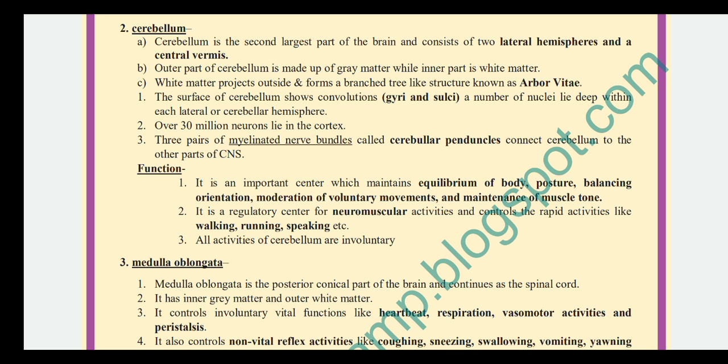Over 30 million neurons lie in the cortex, and these pairs of myelinated nerve bundles are called cerebellar peduncles, which connect the cerebellum to the other parts of the central nervous system, that is to the midbrain, we can say, and to the spinal cord.